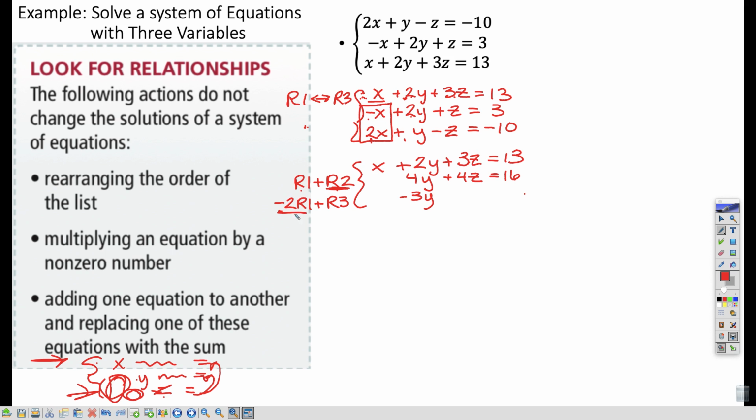Because right here I'm multiplying R1 by -2, yes? Okay. So then I go to the Z. So -2 times 3 is -6. -6 minus 1, -7.